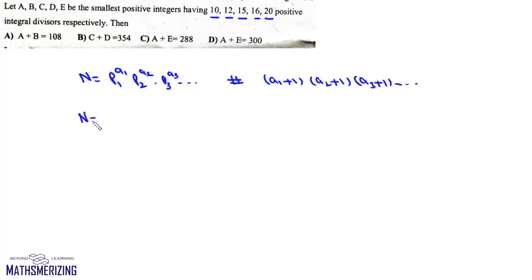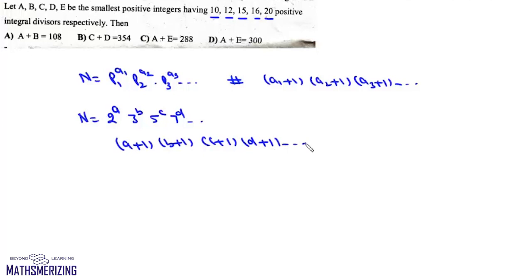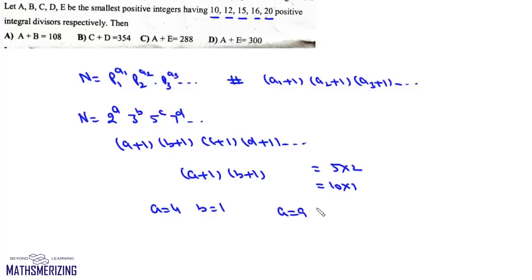And since the number is smallest, we can write this number as 2 to the power A, 3 to the power B, 5 to the power C, 7 to the power D and so on. Now in this case, number of divisors will be A plus 1, B plus 1, C plus 1, D plus 1 and so on. Now here we want number of divisors to be 10. Now we can write this 10 as 5 into 2. So either it will be A plus 1 into B plus 1 equals 5 into 2 or 10 into 1. Now here value of A is 4 and value of B is 1, or value of A is 9 and value of B is 0.